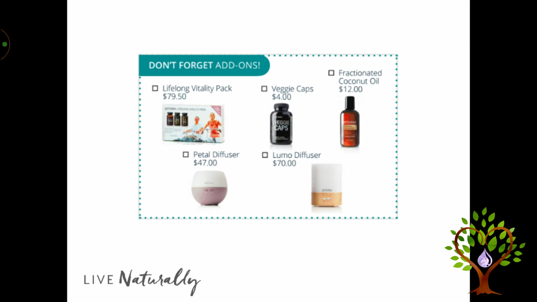You can also add add-ons when you enroll with the enrollment kits. You can add on the LLV, the petal diffuser, the Lumo diffuser, some veggie caps so you can take things internally. The veggie caps are $4. They are more economical than they are on Amazon or anything like that. They also are free of chemicals. I'm just going to throw this in here. I never thought about the material that veggie capsules are made out of, because you're still putting chemicals in your body if the capsules have them. They're called veggie capsules because they're veggie based for absorption.